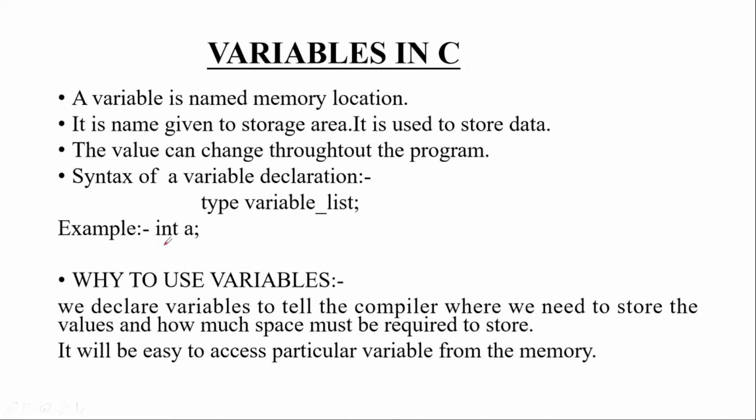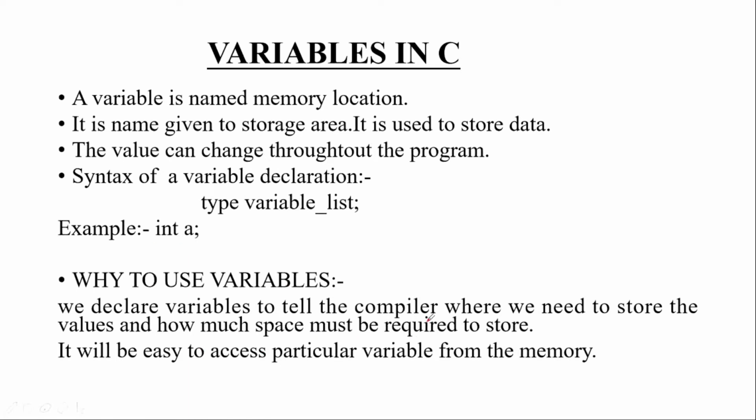Here you gave int a. Now storage space will be created with the name a and with 2 bytes, because an integer is 2 bytes. Data types will be discussed in further videos. For now, int is of integer data type and it has 2 bytes of memory. So a space will be created with the name a with 2 bytes of memory.